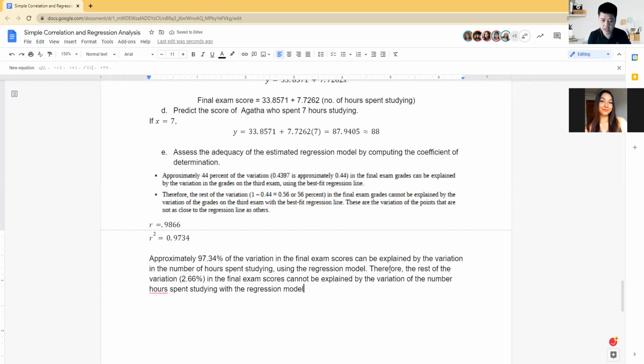Okay. Actually, pwede na yan. Ayun yung mga parang unexplained variation. But in this case, just 97.30. We'll stop on this one. So coefficient of determination lang tayo.